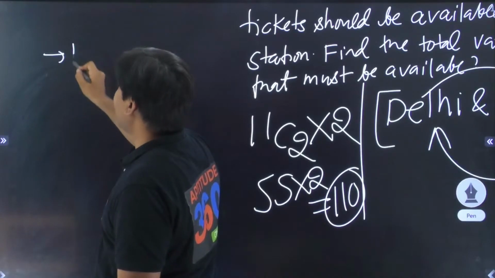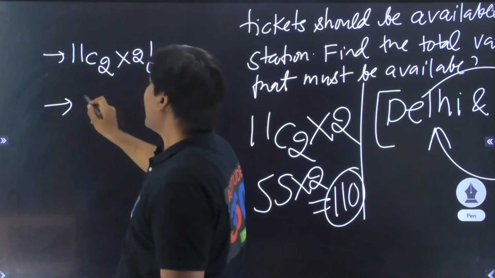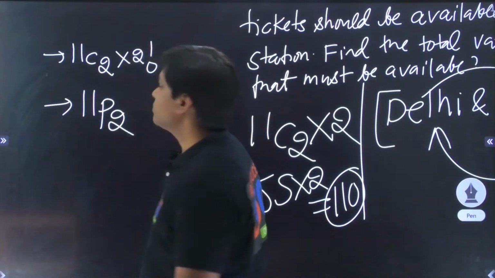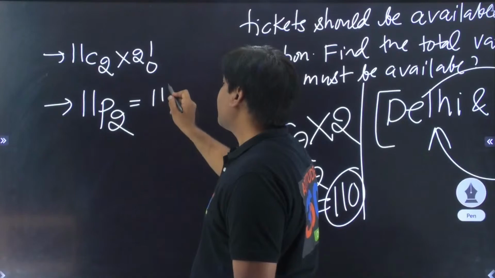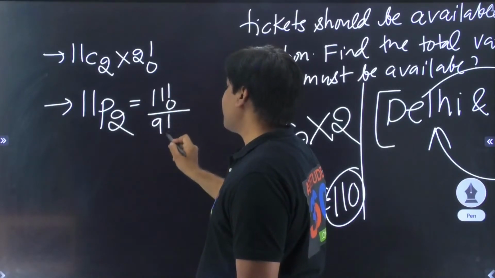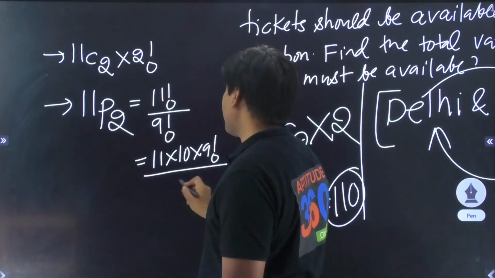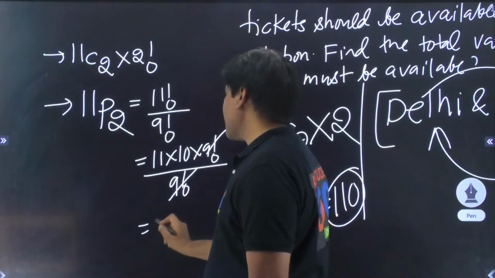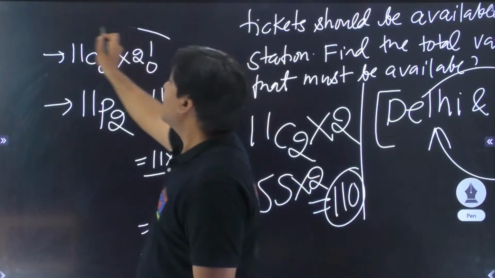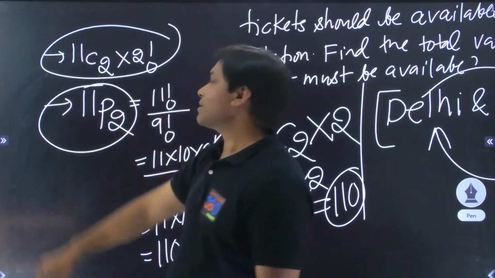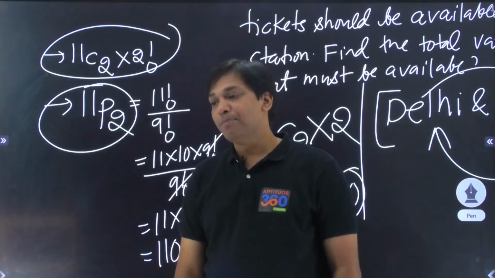ऑप्शंस कुछ ऐसा हो सकता है, कोई एक ऑप्शन हो सकता है 11C2 into 2 factorial, and that is also true, or they can do 11P2. What is the value of 11P2? निकालते हैं ना, 11 factorial divided by 9 factorial, isn't it? 11 into 10 into 9 factorial divided by 9 factorial. If you simplify this, aren't you having the same value again? ये भी आंसर सही है और ये भी आंसर सही है। In fact both of them are the same thing. क्या ये बात आपको समझ में आ रही है?